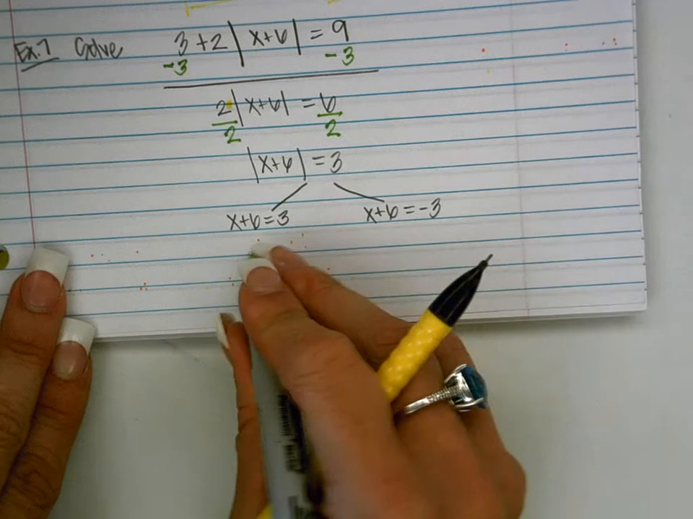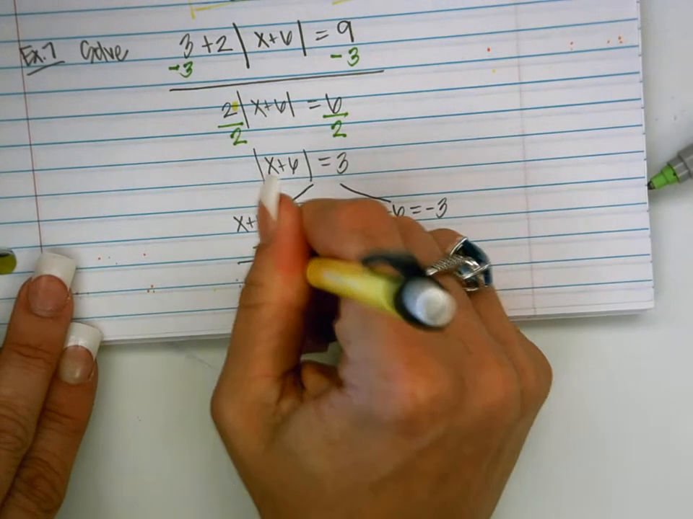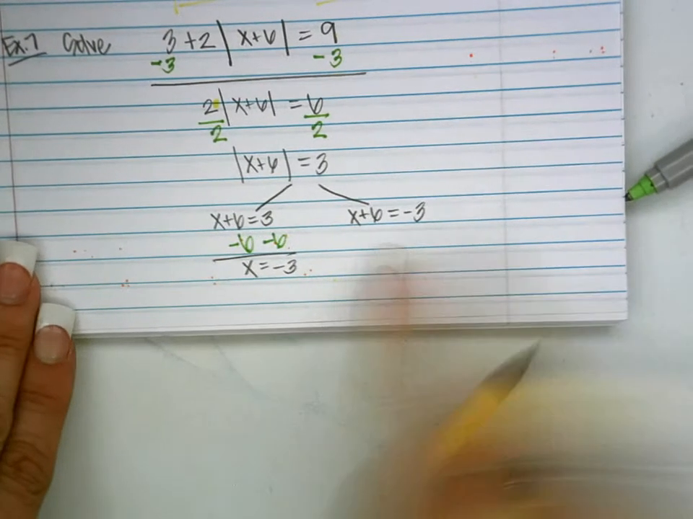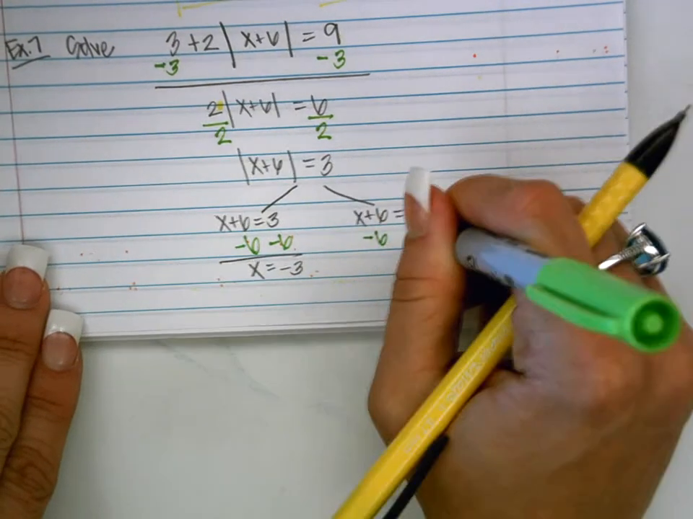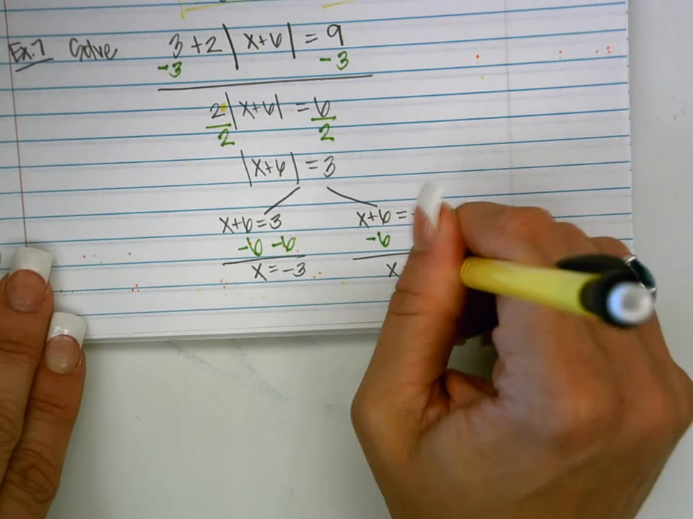Subtract. 3 minus 6 gives you a negative 3. On the other side, subtract 6 again. Same sign, so add them together. Keep the sign, which is -9.